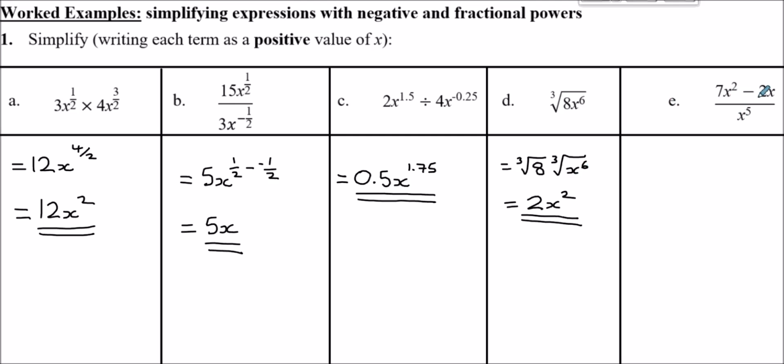Part E is more of a throwback to last lesson to make sure those skills are consolidated. So we're going to just take each term individually and divide it by x to the 5. So the first one is going to become 7x to the minus 3, because 2 take 5 gives minus 3. And then minus 2, x to the power 1 divided by x to the power 5 is going to be x to the power minus 4.